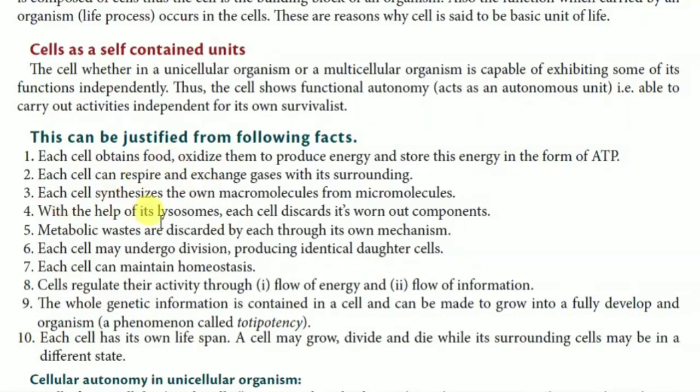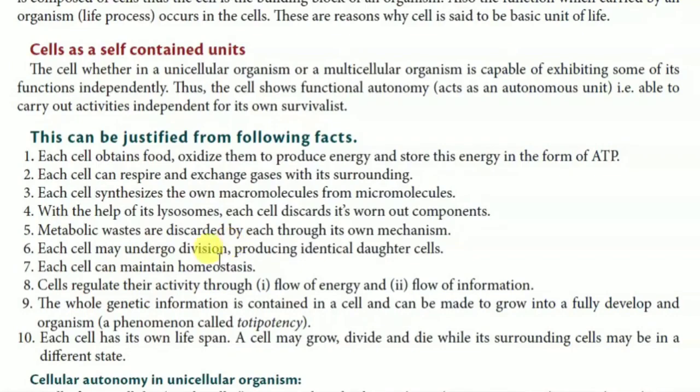Number 4, with the help of its lysosome, each cell discards its own worn out components. Kwa kwenye cell kama kuna mitochondria iliyozeeka, kila cell ina discard kivyake, kila cell inatupa takataka kivyake yenyewe. Lakini 5, metabolic wastes are discarded by each cell through its own mechanism. Kwa kila cell inakuwa na mechanism ya kwake yenyewe ya kufanya metabolic wastes ziweze kutoka ndani ya cell. Number 6, each cell may undergo division. Kila cell ina undergo division producing identical daughter cell kivyake.